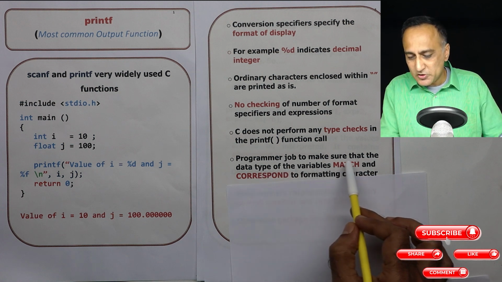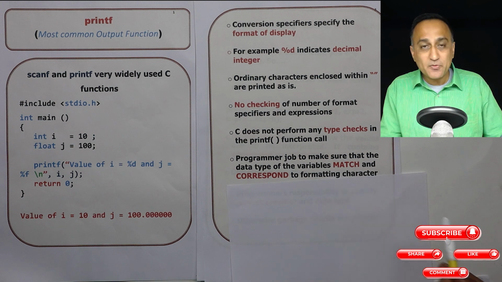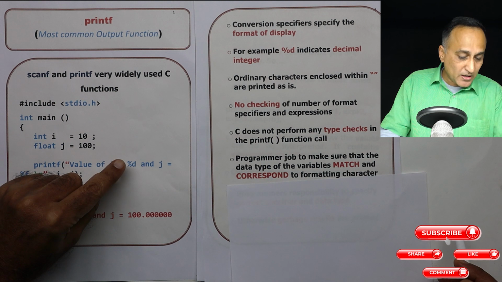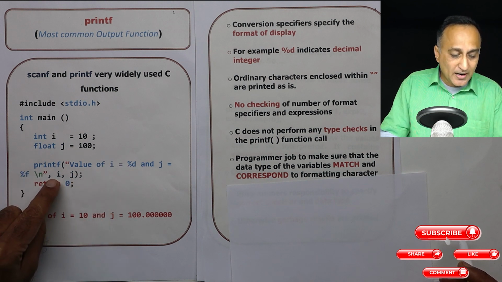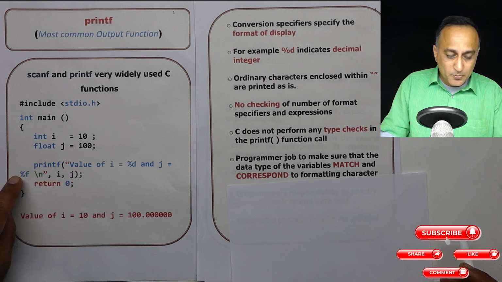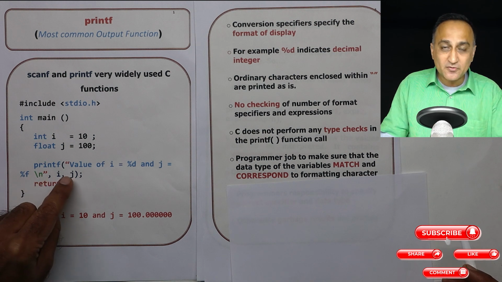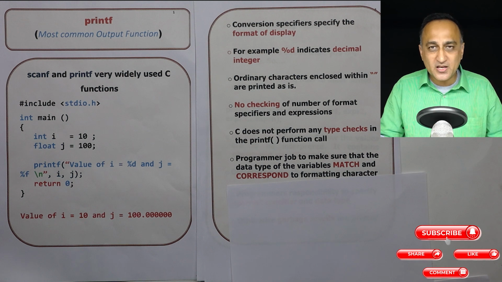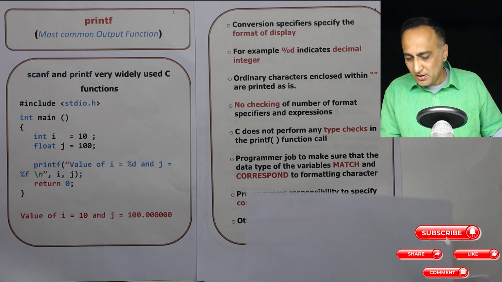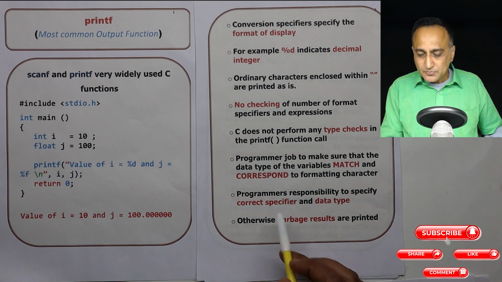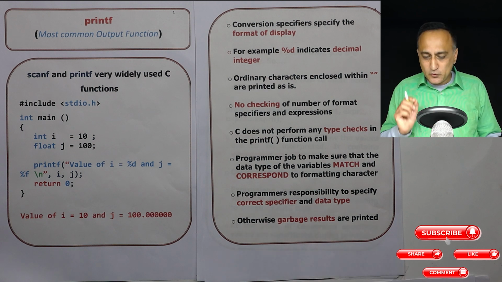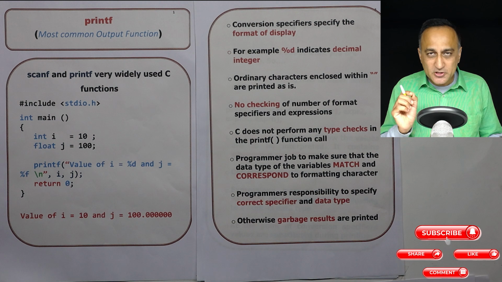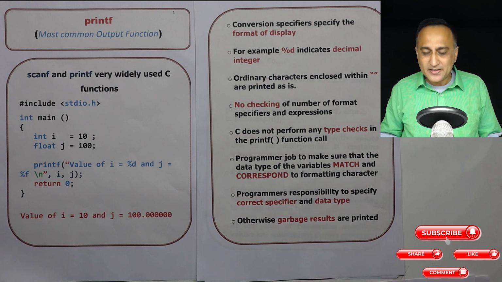It is the programmer's job to make sure that the data type of the variable corresponds to the formatting character. When I put %d here, it's my job to put i, which is of the type integer. If I put %f here, it's my job to put j, which is of the real number type. If I exchange them, C doesn't bother, printf doesn't care, and you will have a problem when you run the program. So again, it is the job of the programmer to specify the correct conversion specifier as well as the data type. Otherwise, garbage results are printed.